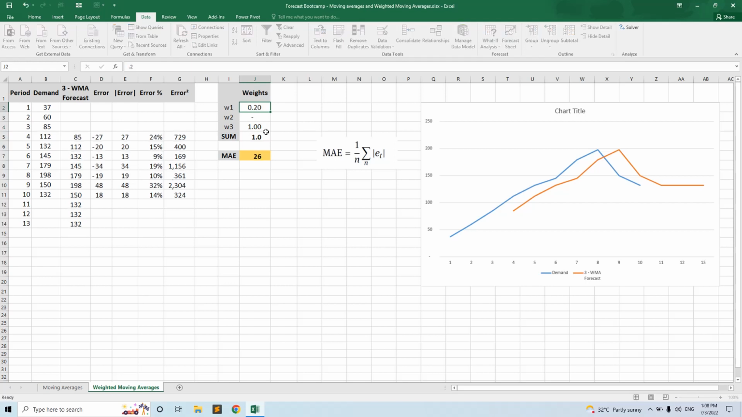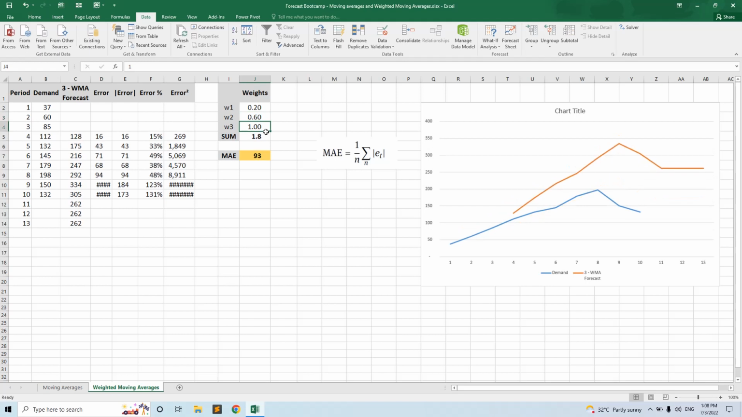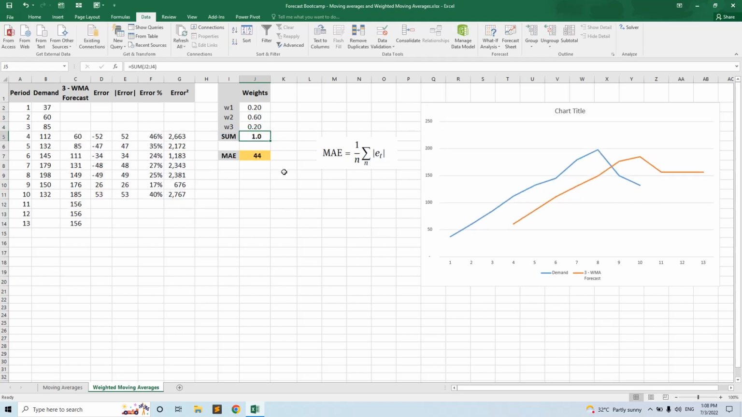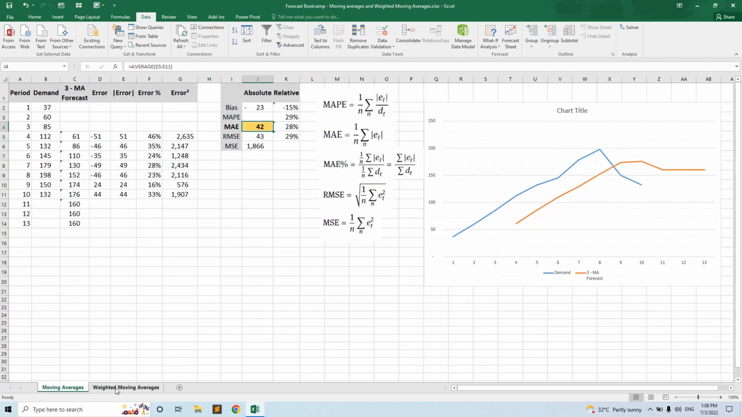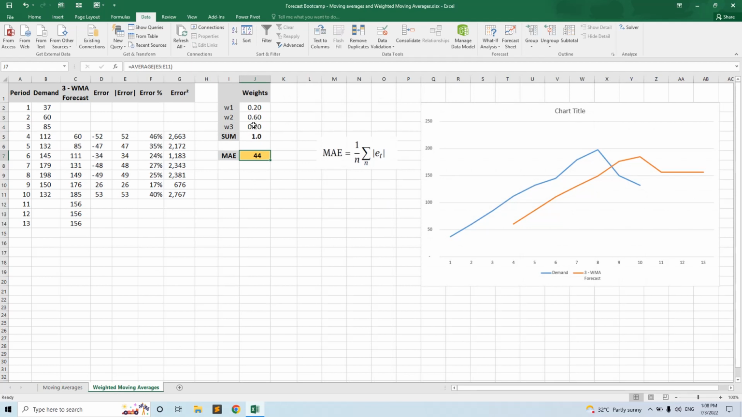For example, you can have different weights, so now mean absolute error is 44. But in order to not guess, you use the solver to minimize it.